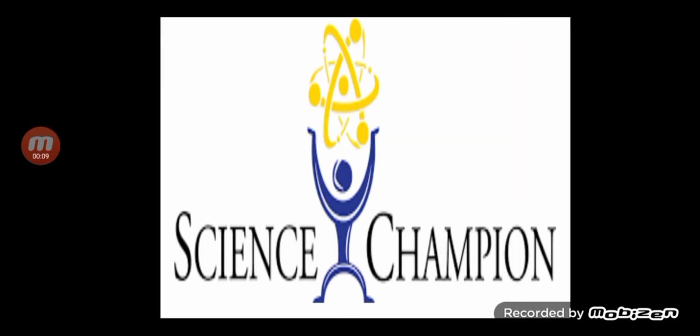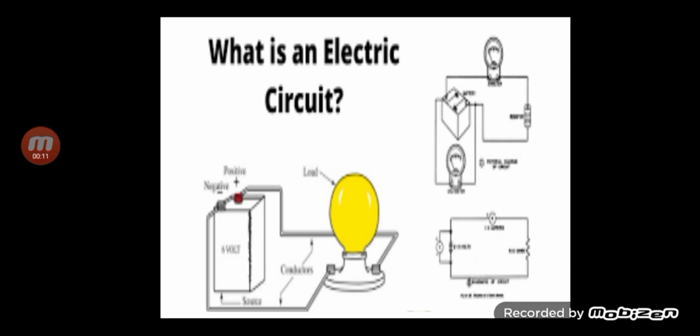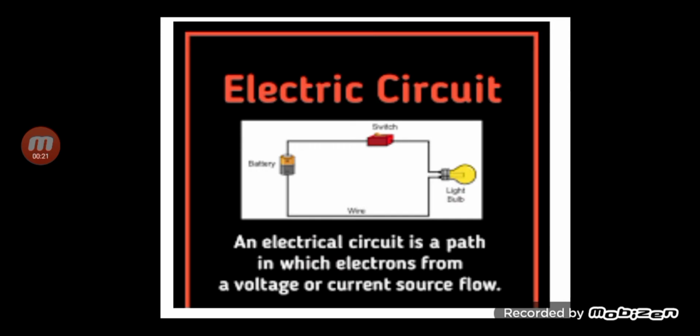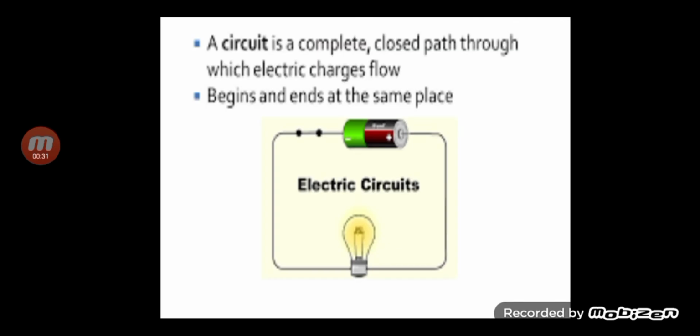Welcome to Science Champion. In the previous video, we discussed that current is the flow of electrons. This flow is in the circuit. Here we will learn what an electric circuit is. An electric circuit is a way, or you can say a path, in which electrons move from a voltage or a current source. Basically, they are flowing in it.